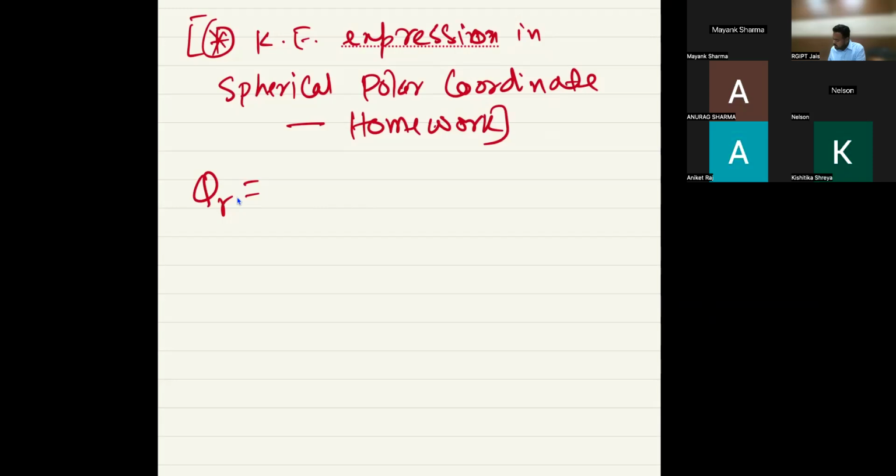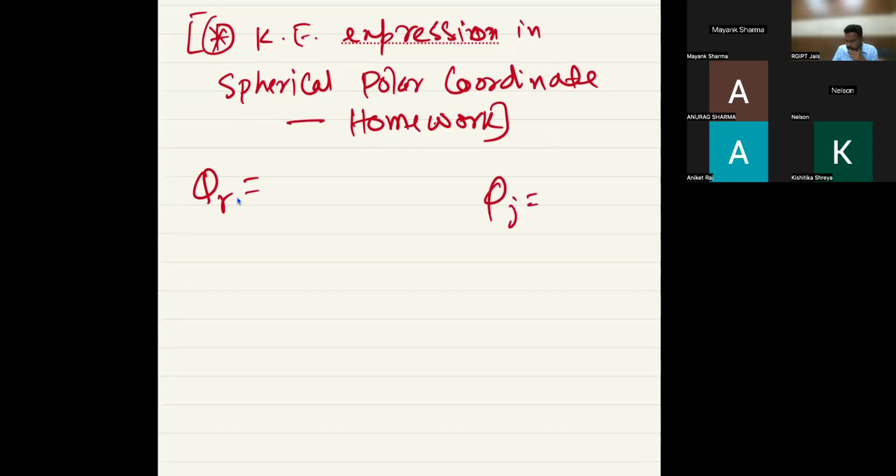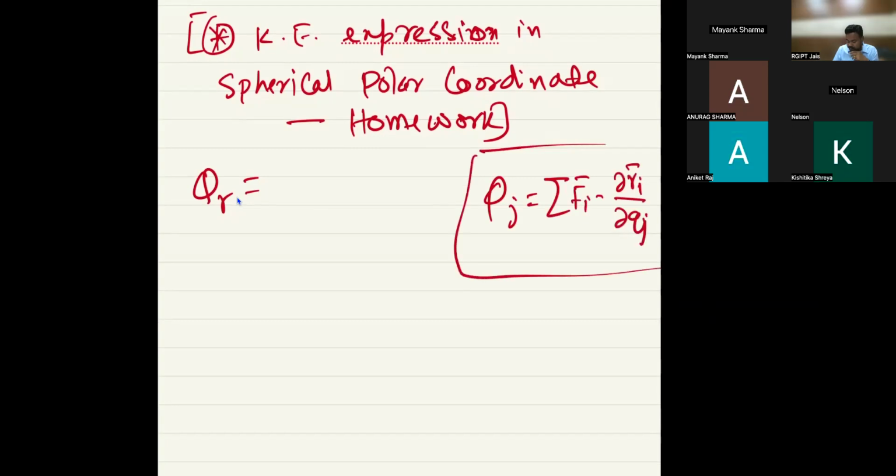Do you guys remember what the formula was? What was the formula for Qj? I told you this will be Fi dot del Ri by del qj. That was the expression for the generalized force. So if we want to find the generalized force corresponding to this r coordinate, this will be F dot del r by del r.